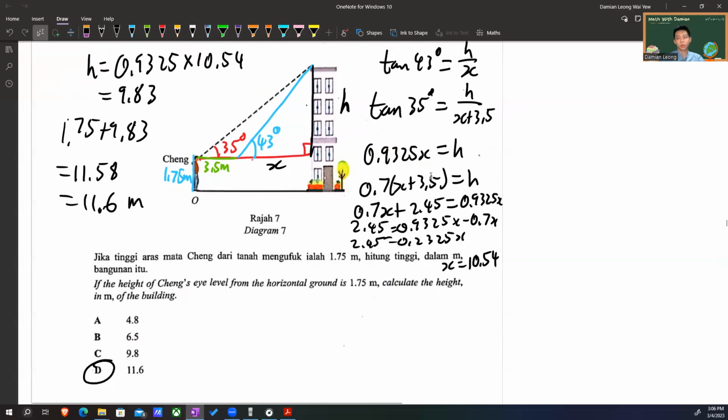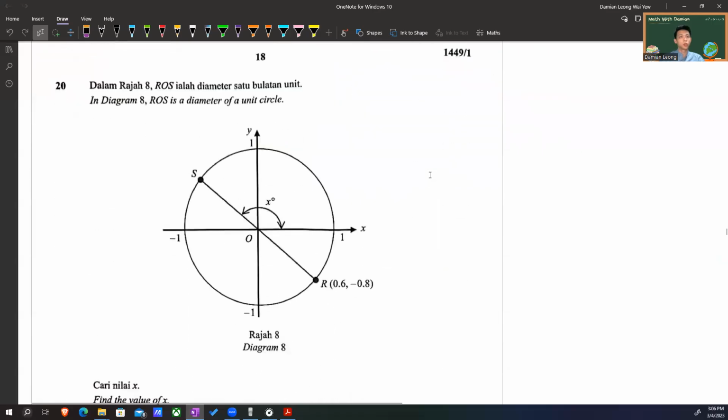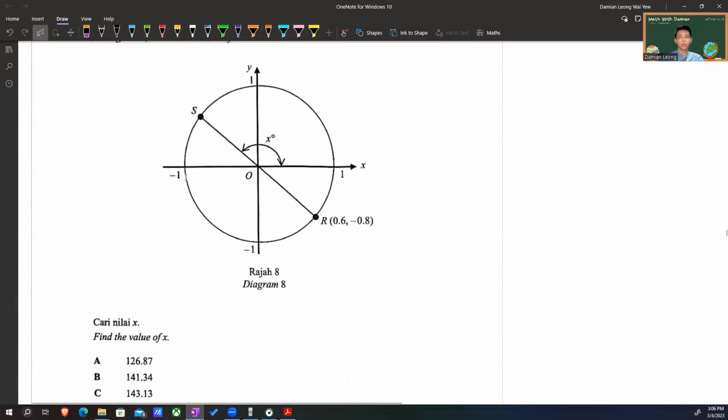All right, so let's move on. Question 20. ROS is the diameter of a unit circle. Unit circle means a circle with radius of 1. Okay, a circle with the radius 1 unit. So I want to find x here.